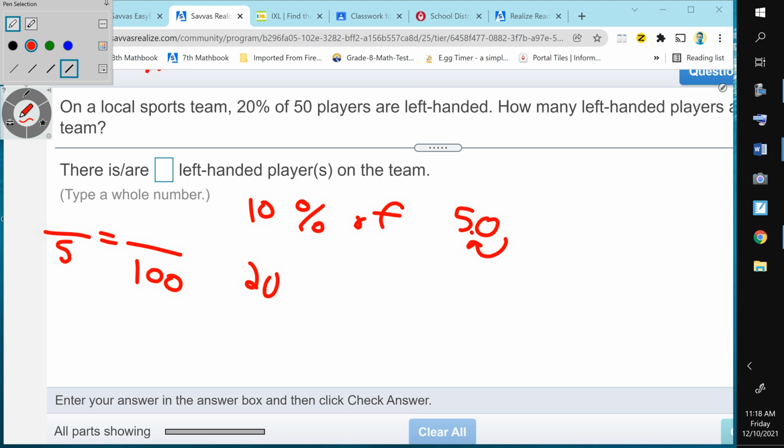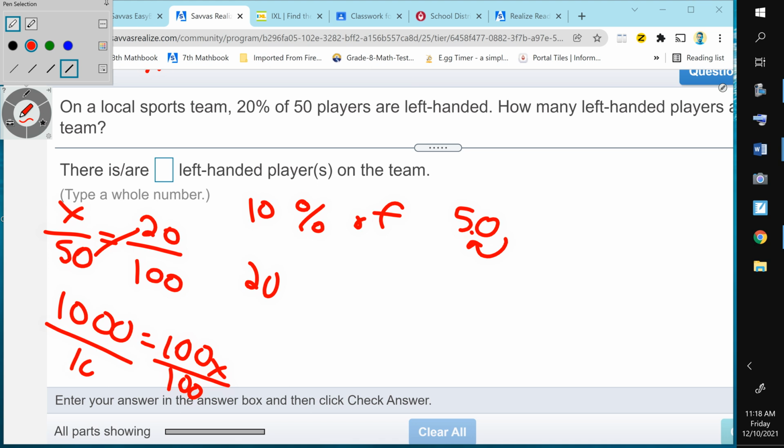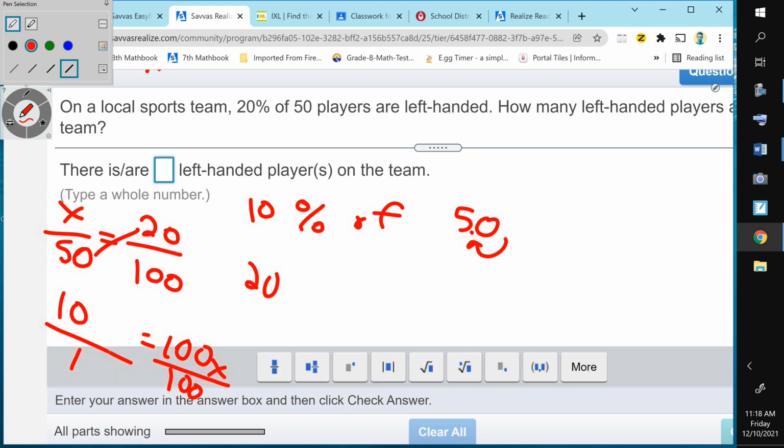Of 50. They tell you 20 here. So you can take this times this to get 1000, which equals 100x. And when you divide by 100, take away 2 zeros, that's 10 over 1, which is 10, like we said.